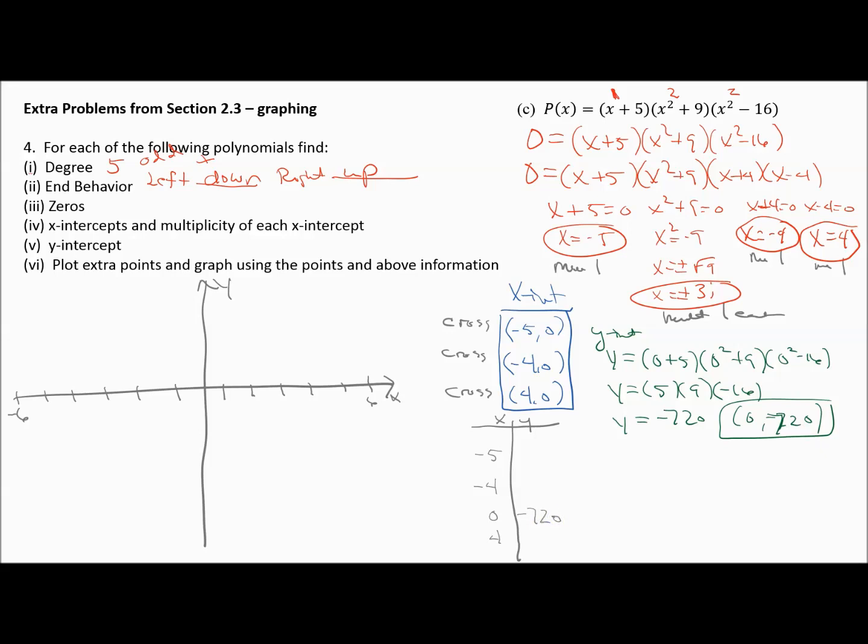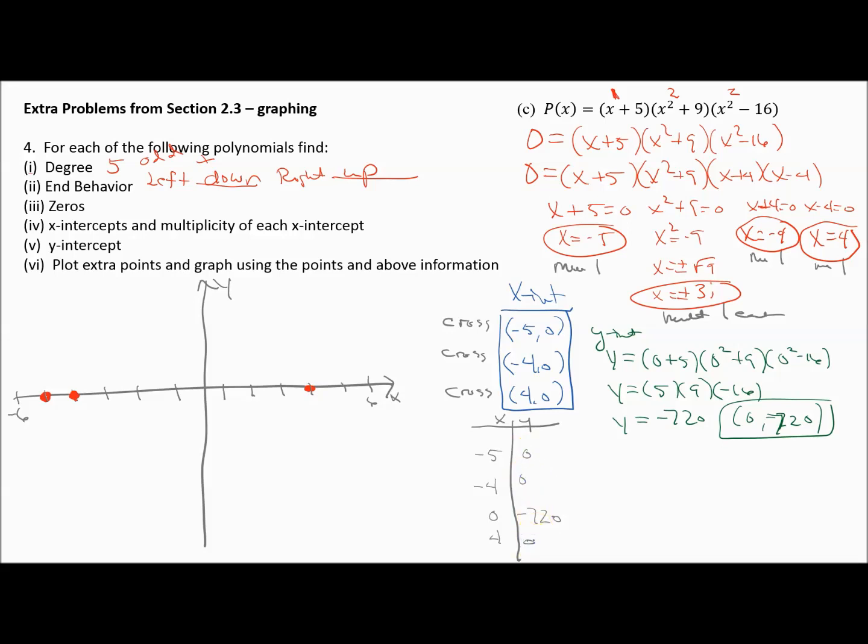Now we need to find some other values to plug in. So let's plot these points too. Negative 5, 0 lives right over here. Negative 4, 0 lives right next to him. 0, negative 720. I can't put that up there yet. And then 4, 0, 1, 2, 3, 4. And I didn't put the zeros out here, but they are out here.